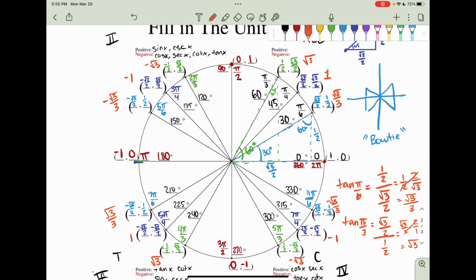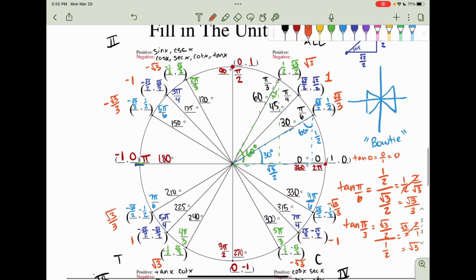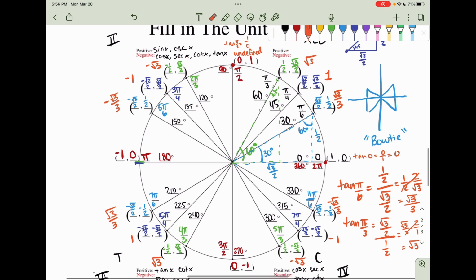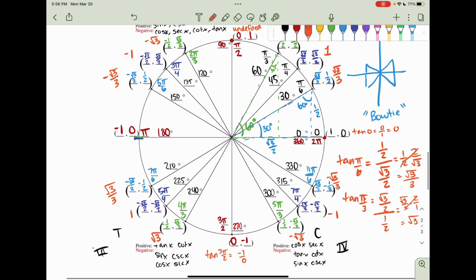at 1, 0 will be the tangent of 0 degrees, or 0 radians. And that is, again, sine over cosine, so 0 over 1. That is equal to 0. The tangent at pi over 2 is 1 over 0. That does not exist. So tangent is undefined here. That happens at the other quadrantal angle 3 pi over 2. Tangent of 3 pi over 2 is negative 1 over 0. So that is undefined.